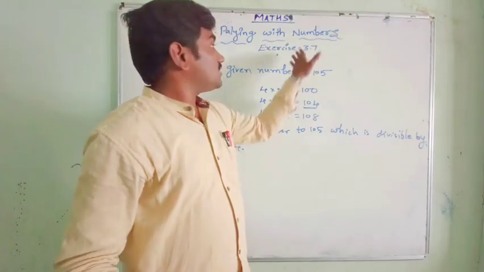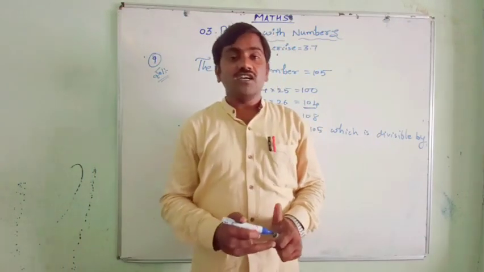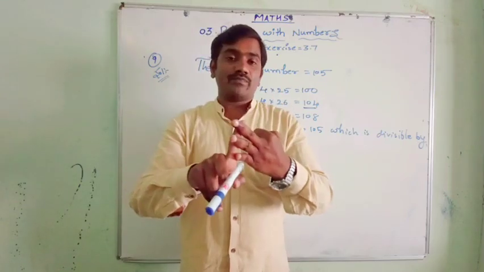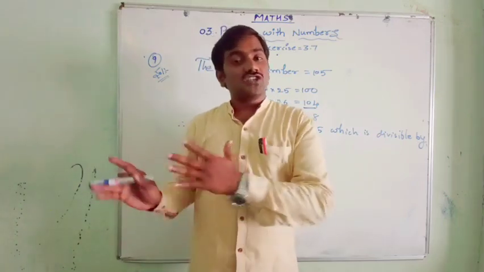I hope you understood this exercise number 3.7. It is based only on the divisibility rules of 4, 8 and 11. If you know all the divisibility rules, this chapter is very easy to understand.